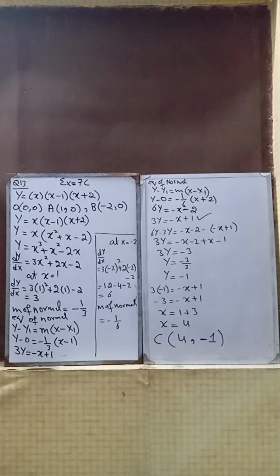This is the 4th episode on this exercise. And in this episode, we have started from the question number 13, exercise 7C. The topic is the tangents and the normal. And the main topic is differentiation. So question number 13, the answer is 4, comma, minus 1. So our answer is perfect. I hope you understand.